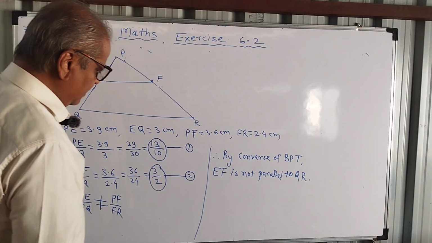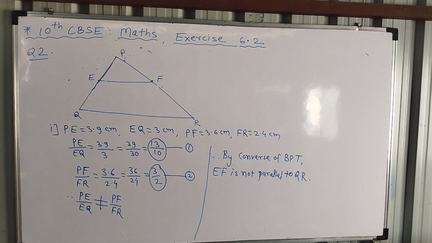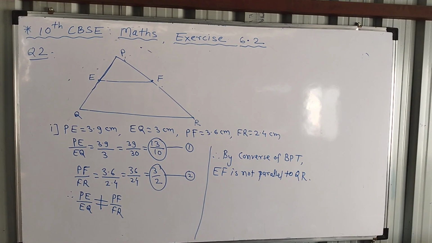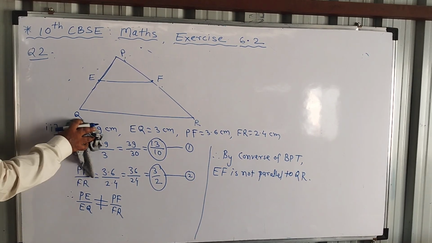So this question is again for 2 marks. As per the given dimensions, find the 2 ratios, PE upon EQ and PF upon FR. If the ratios are equal, by converse of BPT, EF is parallel to QR. If the ratios are not equal, then it is not parallel. Very simple. So now sub question 2. Figure same, sub question 2.